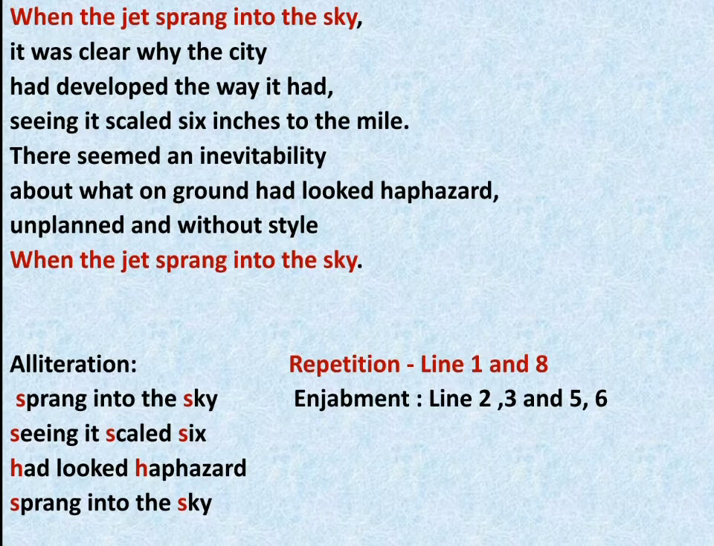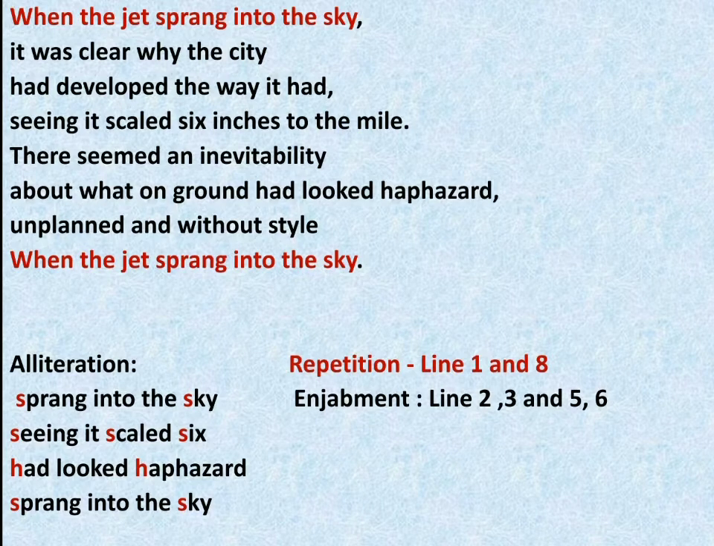Now we'll see another poetic device. The other one is enjambment. So what is enjambment? Enjambment is a literary device in which a line of poetry carries its idea or thought over to the next line without a grammatical pause. So it carries the idea or thought to the next line.